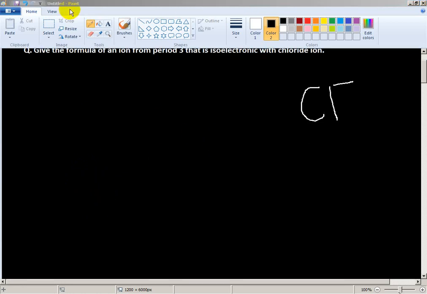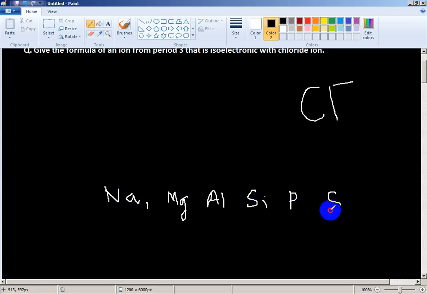Which are pure period 3 elements, like sodium, magnesium, aluminum, silicon, phosphorus, sulfur, chlorine, and argon. Okay, they are pure period 3 elements.